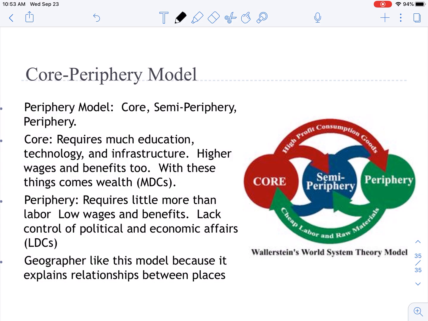The final model is the core periphery model, and it simply explains the relationship between MDCs, NICs, and LDCs. Think of the core countries as the MDCs. They produce high-profit consumption goods, and they sell them to semi-periphery and periphery countries, or NICs and LDCs. The periphery countries are the LDCs, and they provide cheap labor and a lot of the raw materials that core countries will use to create those high-priced items. In the middle, you have the NICs, where countries are coming out of that periphery stage and moving towards the core stage.